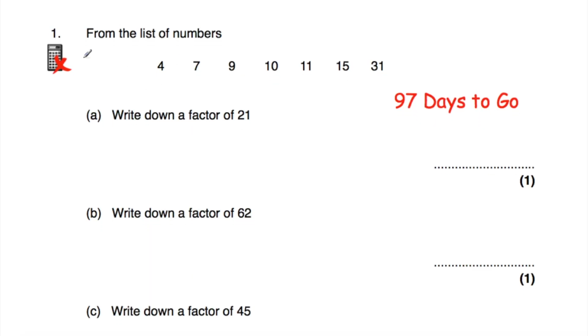Okay, so let's have a look at our first question, question number 1. It's on factors and we cover that with 97 days to go. So part A says write down a factor of 21. Well, 3 times 7 is equal to 21, so I can see straight away that 7 is a factor of 21 because 21 is divisible by 7. So the answer would be 7 there.